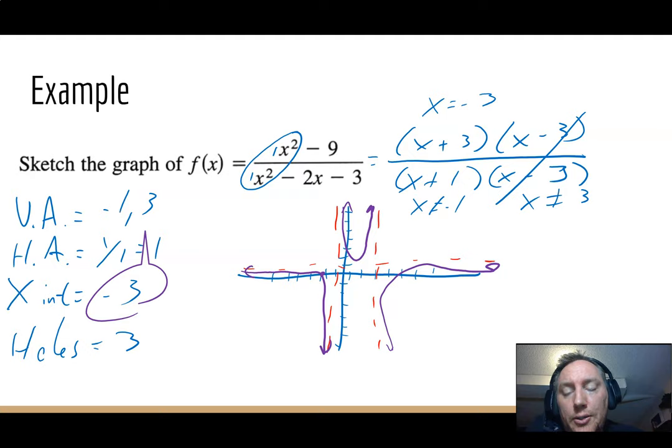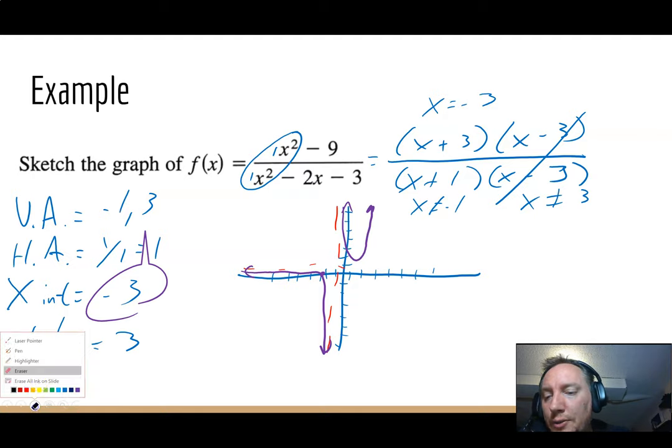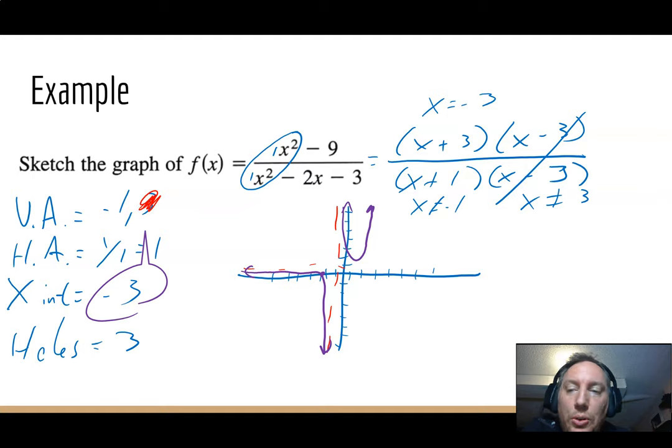We have a hole at 3. So if I go over to 3 and put a hole. That's all I got there. Now, actually, hold on a second. I am going to redo my graph a little bit. Sorry, I just corrected myself. Recording these at like midnight, so making a couple mistakes. I only have one vertical asymptote, because the positive 3 is not a vertical asymptote, it's a hole. It can't be a vertical asymptote and a hole. That makes no sense.